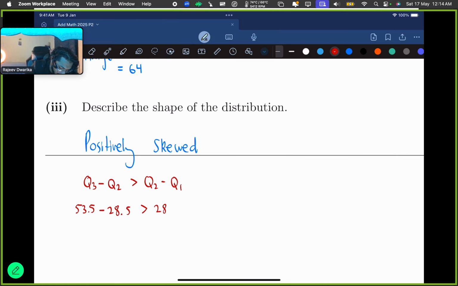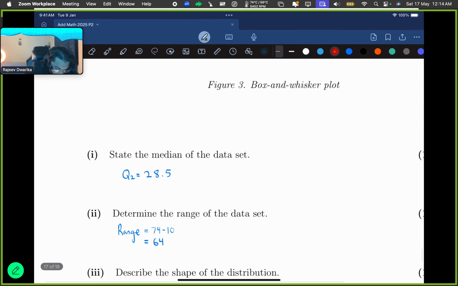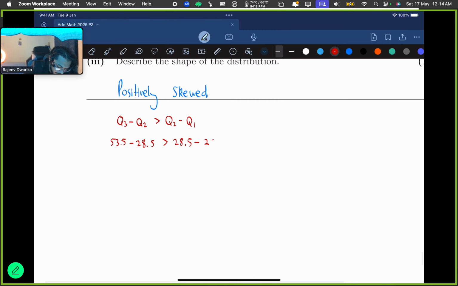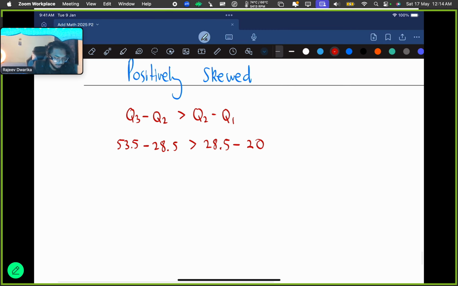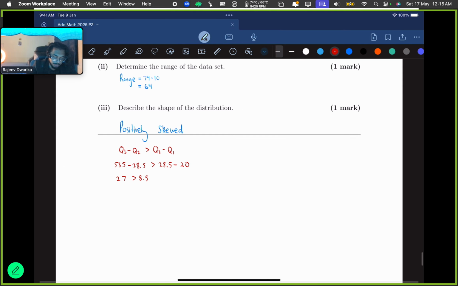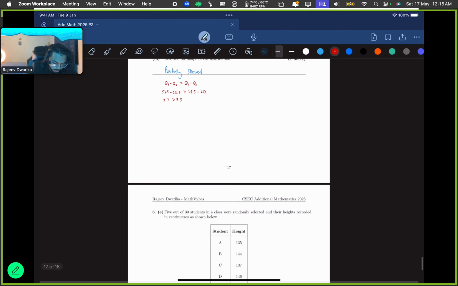And this could be 28.5 minus Q1. Q1 is 20, and so on the left hand side, you should get 27. It's more than 8.5. Yeah, 27 is obviously more than 8.5. So this is a mathematical proof to show that it's positively skewed.